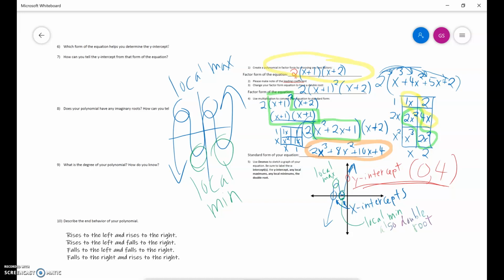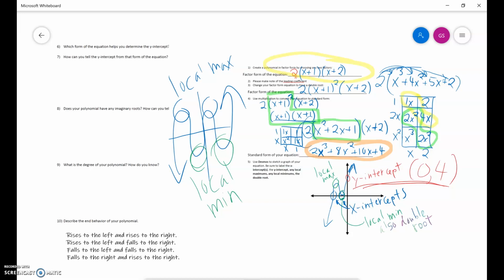Okay, so here's the polynomial project part 2. I'm not actually going to give the answers to mine. I'm just going to give some clues to help you. With the first one, question 6: Which form of the equation helps you determine the y-intercept? Question 7: How can you tell the y-intercept from that form of the equation?